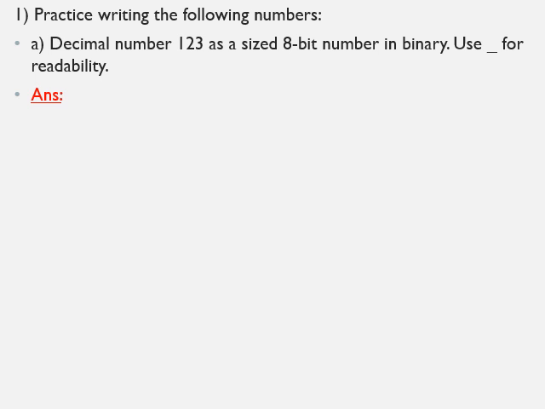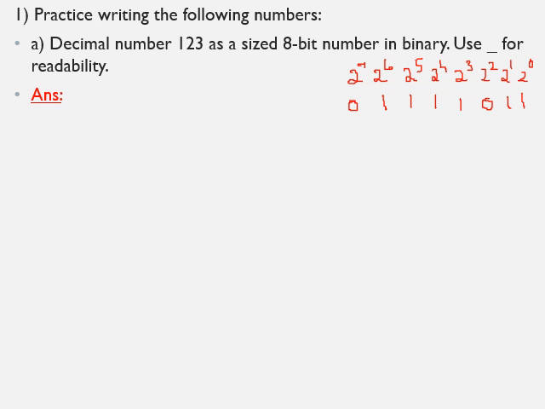Use underscore for readability. So I'll just write the number in binary, say powers of 2: 2 power 7, 2 power 6, 5, 4, 3, 2, 1 and 0. So 2 power 7 is 128, so I cannot use this, this will be a 0. This is 64 plus 32 is 96, plus 16 is 112, plus 8 is 120. Then I need another 3, so this is 4, so 3 is 1, 1. This will be the binary equivalent.